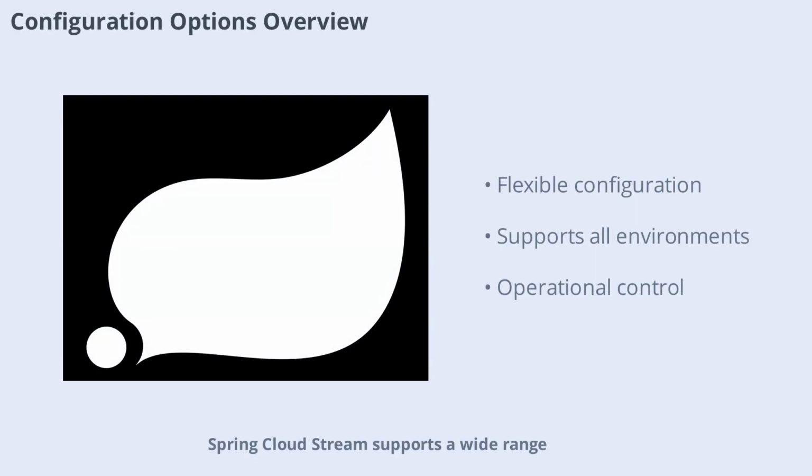Spring Cloud Stream supports a wide range of configuration options for both bindings and binders. These options can be provided via application arguments, environment variables, or configuration files. This flexibility ensures that you can tailor your application's messaging behavior to fit any deployment environment or operational requirement.